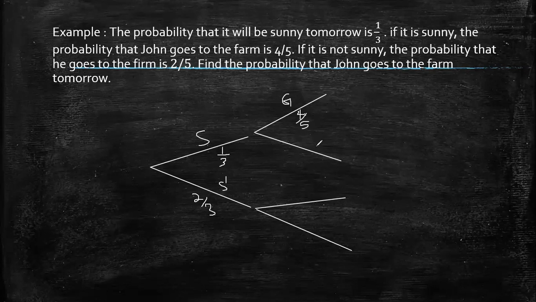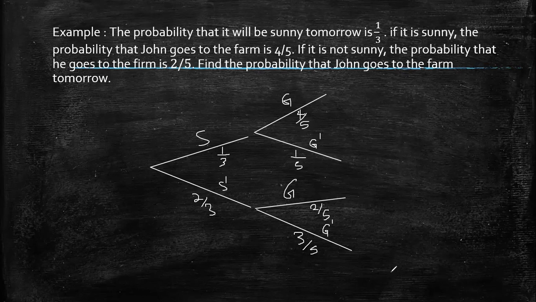Then John not going to the farm on a sunny day is going to be 1 out of 5. Then we got this other statement. If it is not sunny, the probability that he goes to the farm is 2 out of 5. So this is 2 out of 5. And then we also have him not going because it is not sunny, which will be 3 out of 5.